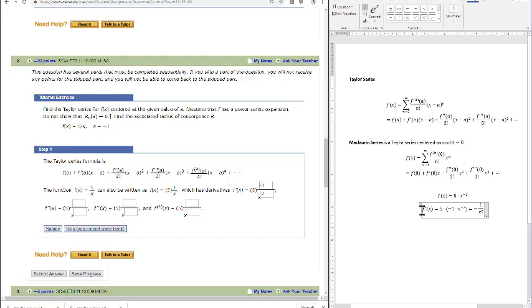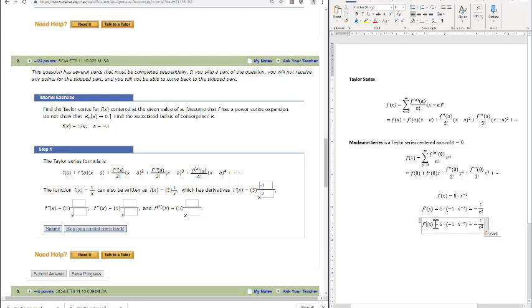Now if we want to find the second derivative, let's throw another prime in here. Second derivative. And so this is going to be negative times a negative, so that's a positive 2. And then we subtract 1, so that's going to be 3. And this would be a positive 2 to the third power. So this is a positive 2, and then in the denominator it's a third power. So you can see the pattern for the denominator.